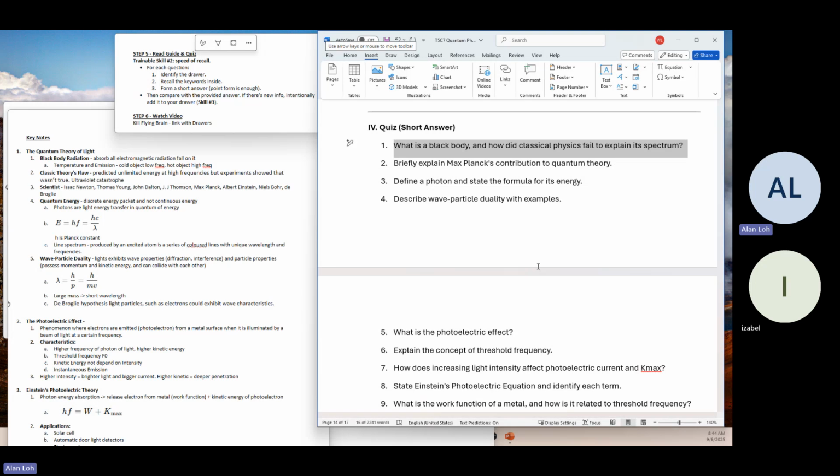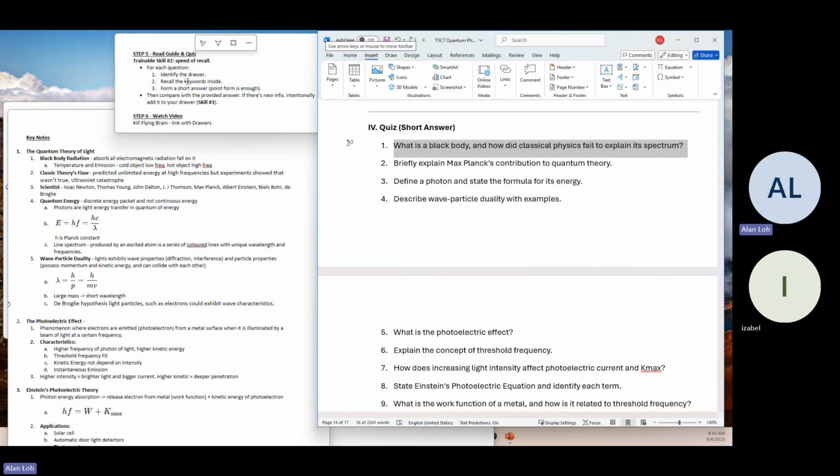Okay, let me guide you because this is new. Let's start by doing it together. For each question I have to identify which drawer, so I have to read the questions. What is a black body? How did classical physics fail to explain this spectrum? So this is drawer number 1, the quantum theory of light, and subdrawer number 1, and also number 2, because it's talking about the failure of classical physics. So we have the black body and we have the ultraviolet.